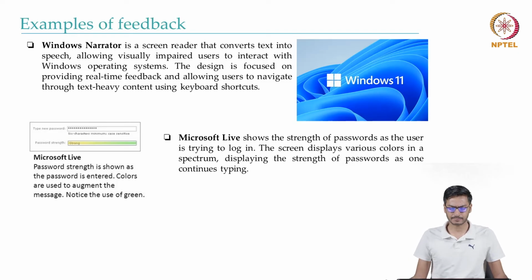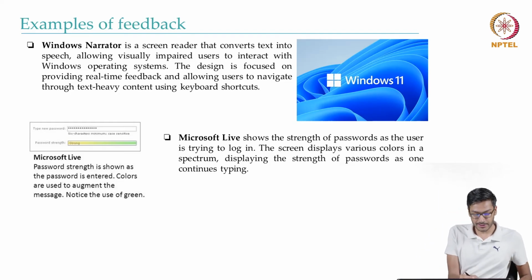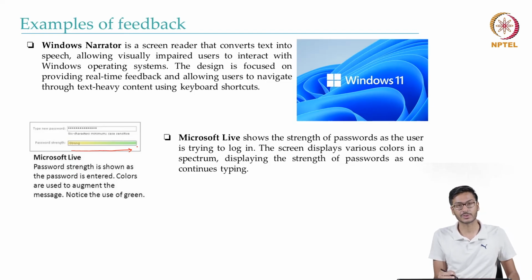The next example is again from Microsoft. On Microsoft Live, while you try to log in, the sign-in screen shows the strength of the password as the user is typing. The screen displays various colors in a spectrum which show the strength of the password as one continues typing. As you can see in the image here, as you keep increasing the strength of the password, the color becomes more and more green, thus giving feedback to the users that the password is ready to set.